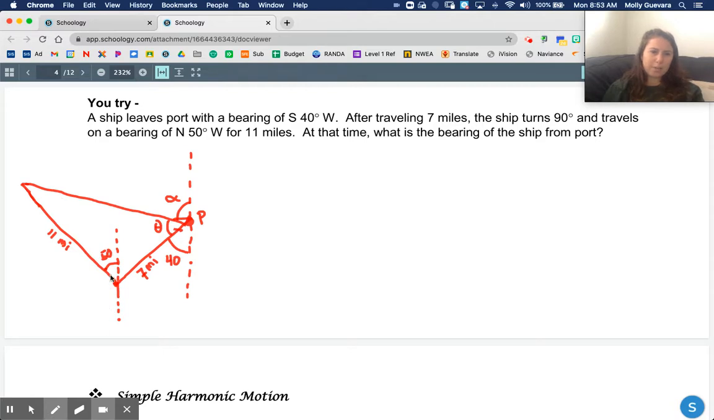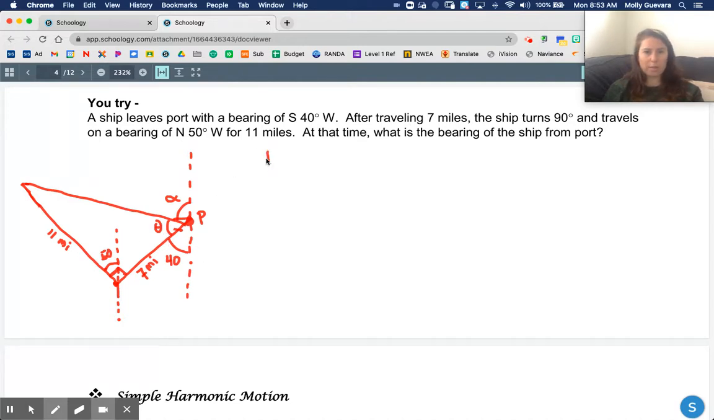And I do know that this is 90 degrees. So I have a right triangle. So that's very helpful, right? Because if I have a right triangle, I can solve for theta. I have opposite and I have adjacent. So I can solve for theta. And if I know theta, I can solve for alpha because these three angles make up 180 degrees. So let's start with finding what theta is.